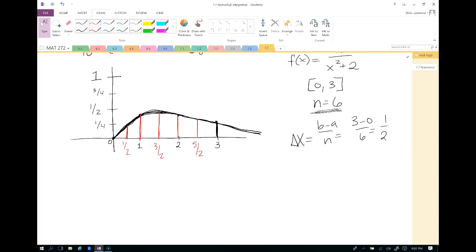For the midpoint rule, we want to know the midpoint for each of these little sections we've just created, and we're going to use the midpoint as the height of our rectangle. So we have more calculations to do before we are ready to do our area.